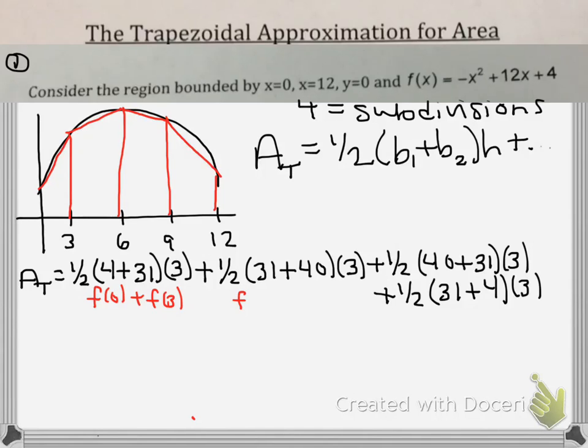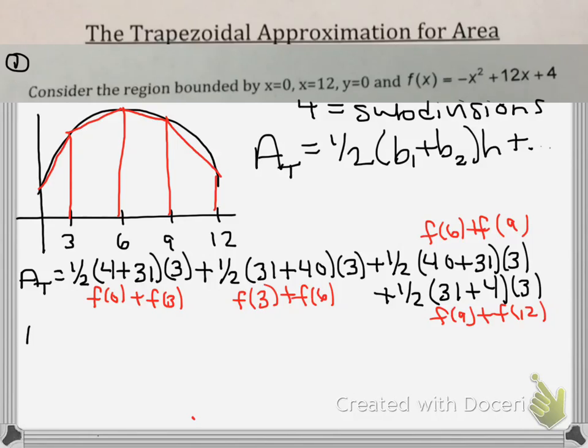This was f of 3 and f of 6. This was f of 6 and f of 9 added together, and this was f of 9 and f of 12. Very similar to what we were doing with LRAM, RRAM, and MRAM. Okay, so let's keep going and adding these together.